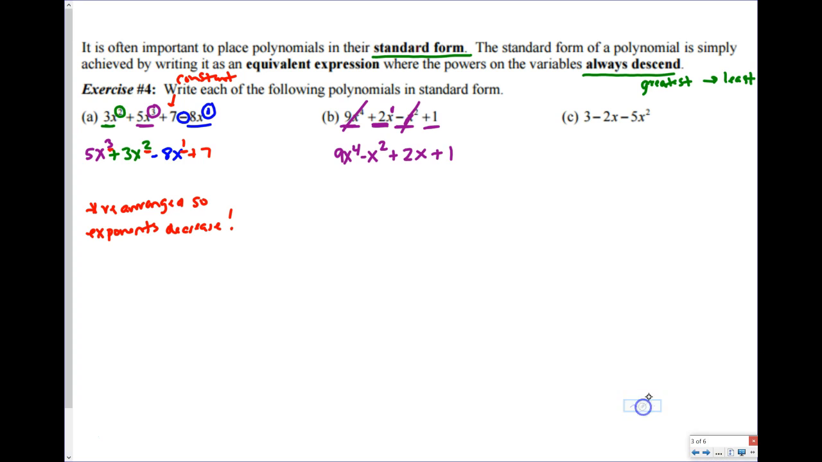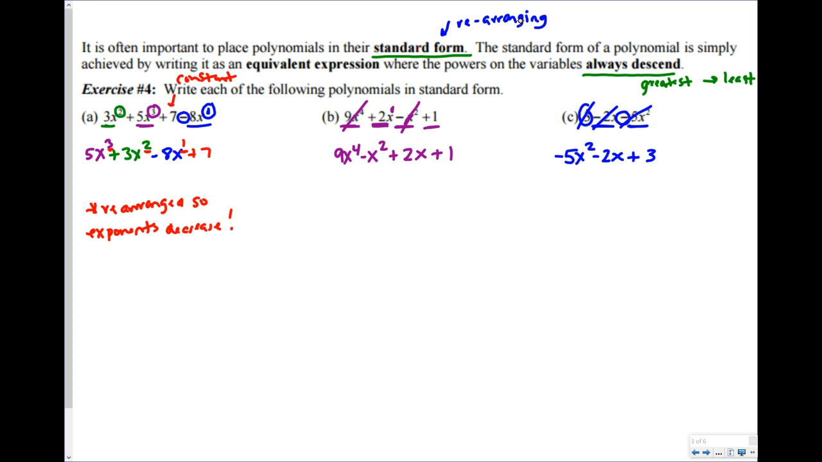And finally this last one, my highest exponent is this 2 right here, this 5x squared. Notice I have a negative, so it should be negative 5x squared. The next highest one is this negative 2x. And then finally plus 3, this plus 3 at the end. Okay, so really I'm rearranging. I'm not solving anything. I'm simplifying by rearranging the terms.